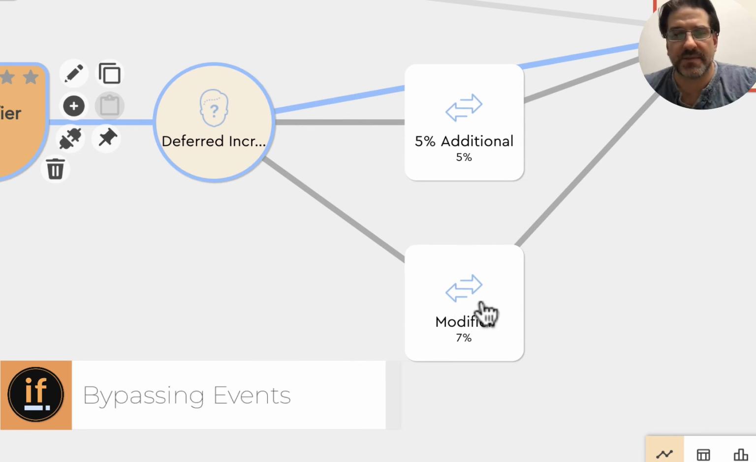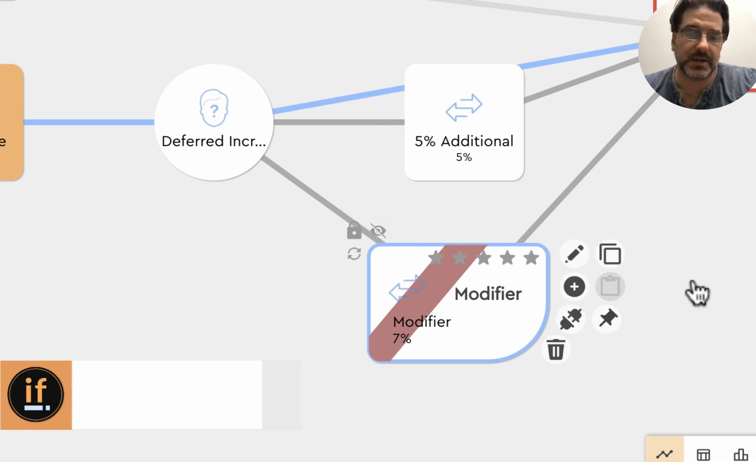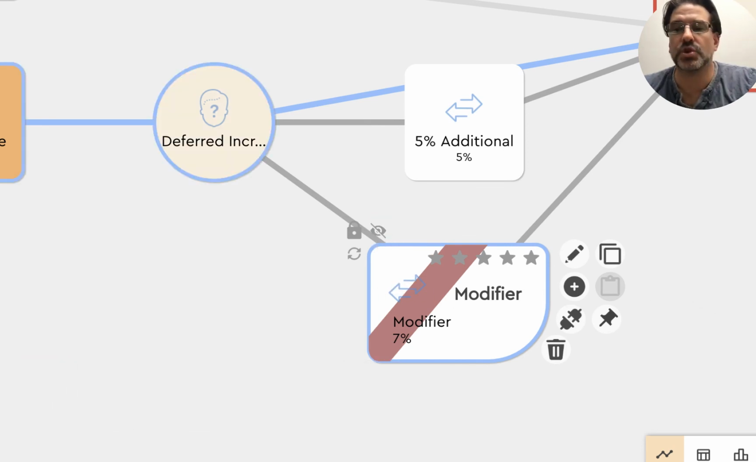Maybe we decide the 7% isn't on the cards. We can choose to bypass that particular modifier, and now it is no longer calculating in our scenario. It still shows up as one of our records, but you'll see there'll be duplicates because this is no longer calculating. This particular path now mirrors the bypass path.